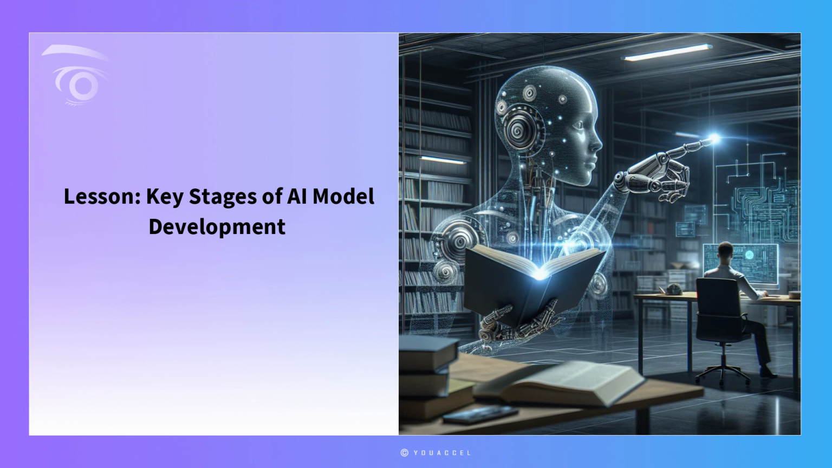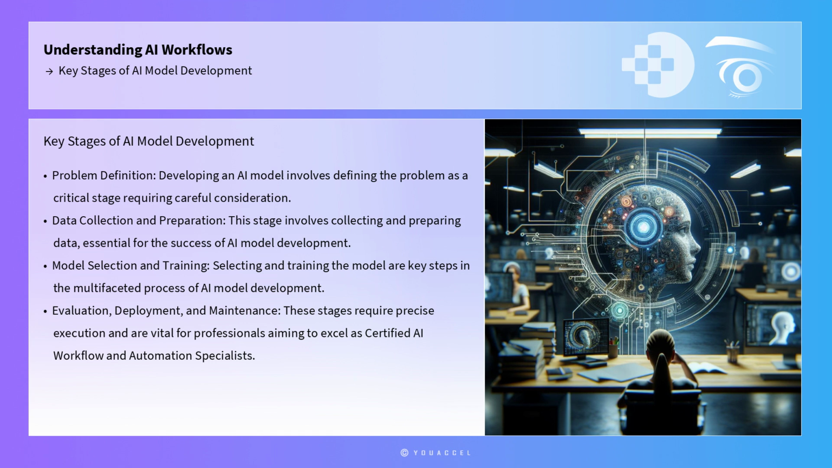Lesson: Key stages of AI model development. Developing an AI model is a complex and multifaceted process that involves several critical stages, each requiring careful consideration and precise execution. The key stages of AI model development can be broadly categorized into problem definition, data collection and preparation, model selection, training, evaluation, deployment, and maintenance.